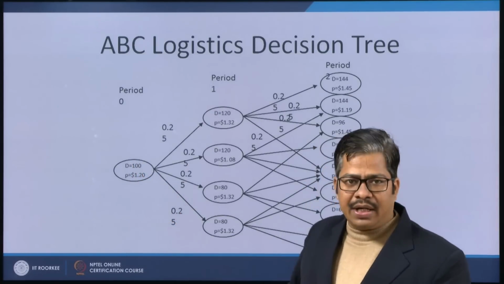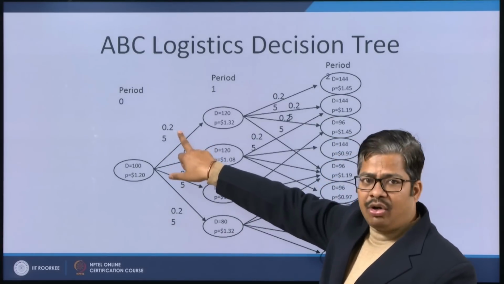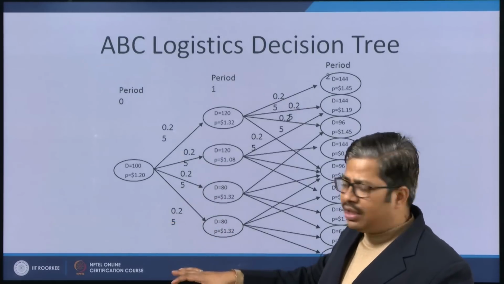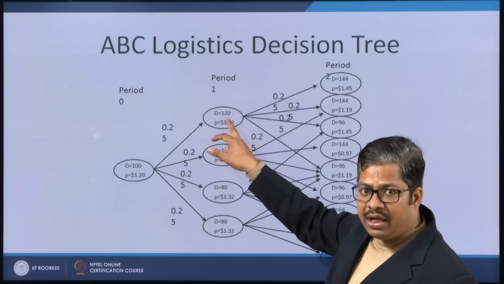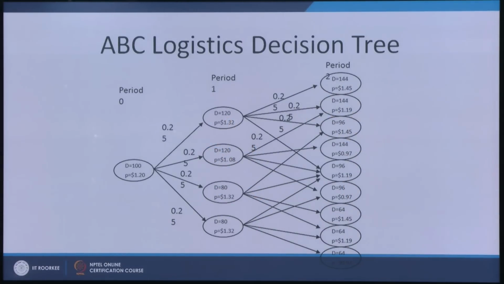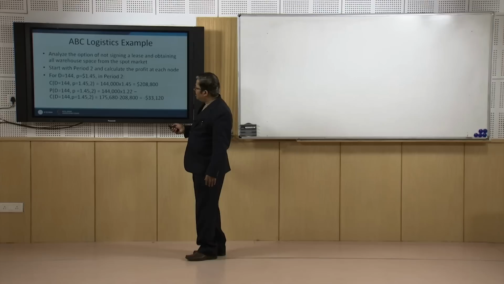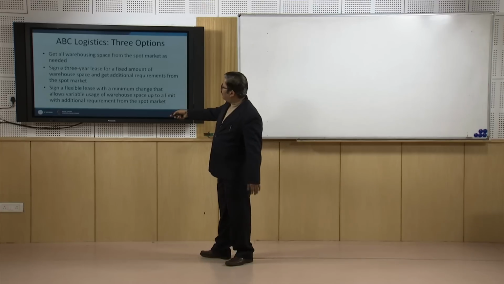So, these two things are independent, and therefore, the probabilities of 0.25, 0.25, 0.25 and 0.25 are there for the combined effect of change in demand and change in price, and therefore, this type of decision tree is available in front of us. Now, when this decision tree was developed, after that we need to see what the three alternatives are which are there in front of us.